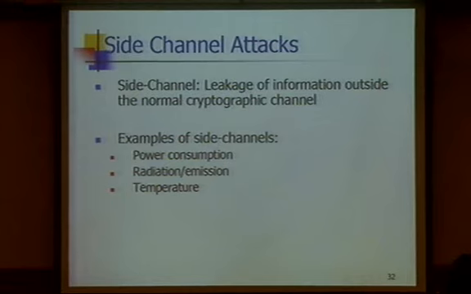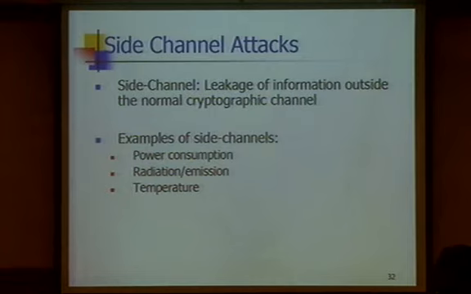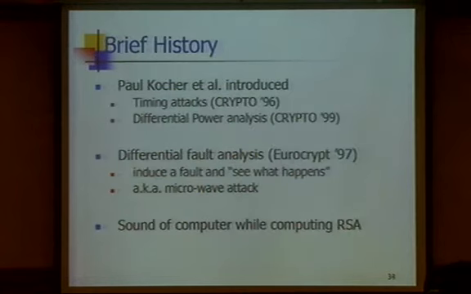In 1996, Paul Kocher proposed side-channel attacks, in which the attacker gathers information that is leaked from outside the normal cryptographic channels, such as power consumption, radiation, temperature, and so on. After Paul Kocher proposed the timing attacks in 1996, many kinds of side-channel attacks were proposed at the Crypto and Eurocrypt conferences.